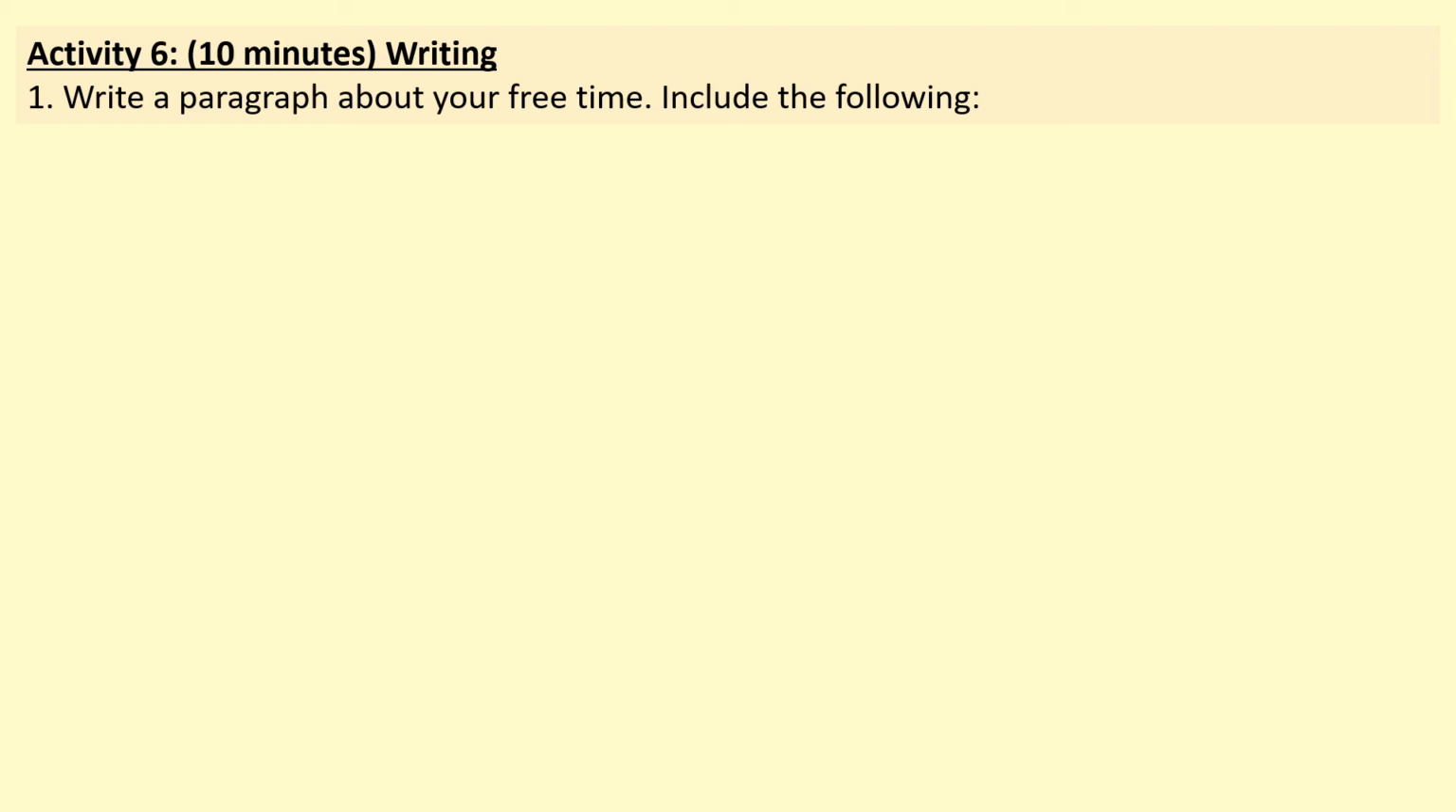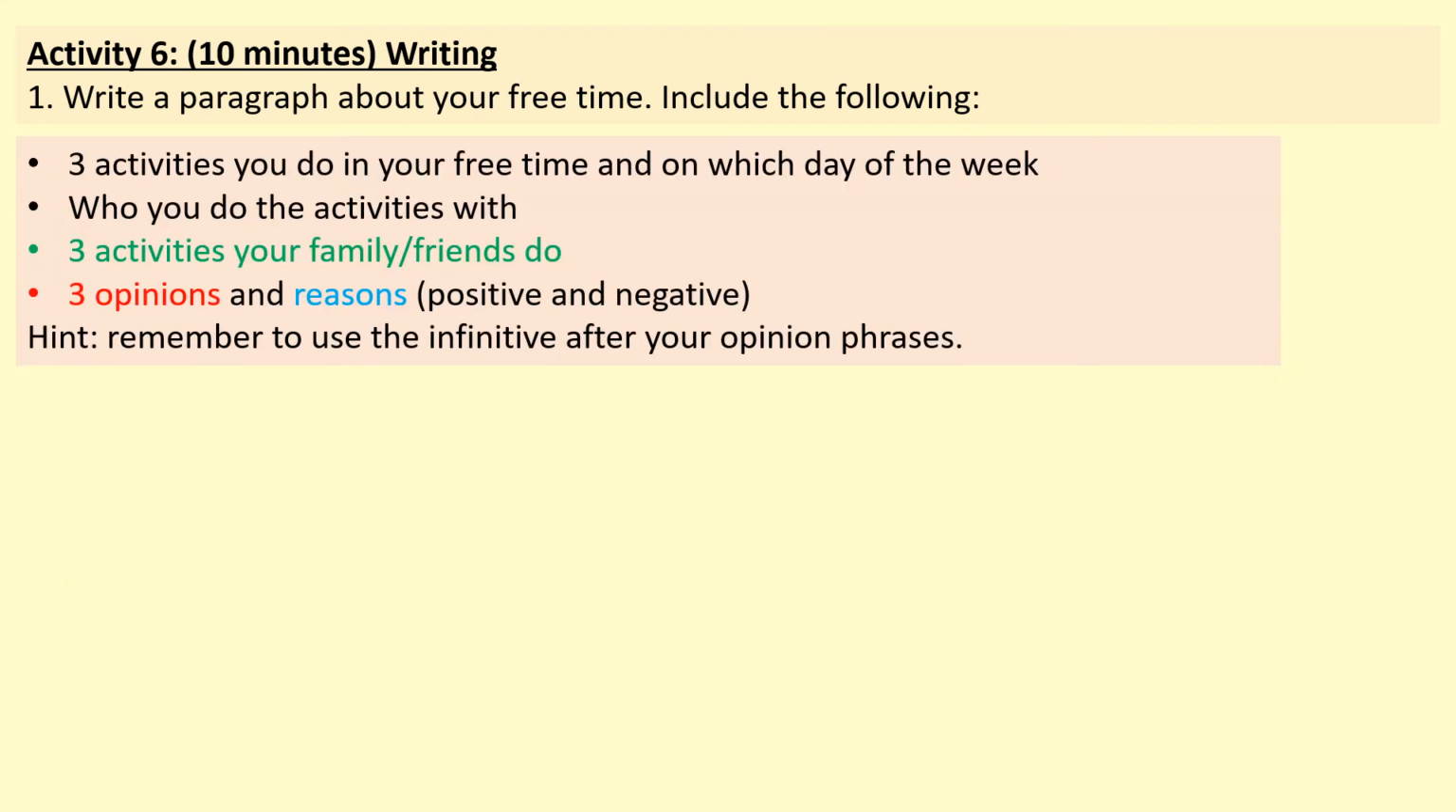We're now going to do a little bit of writing. So I would like you to write a paragraph about your free time, and I would like you to make sure that you include the following. You're going to include 3 activities you do in your free time and on which day of the week. You're going to include who you do the activities with. So for example, I play football with my brother, I play tennis with my sister. So what you do, who you do it with, on which day of the week. So on Saturdays, I play chess. On Sundays, I finish my homework.